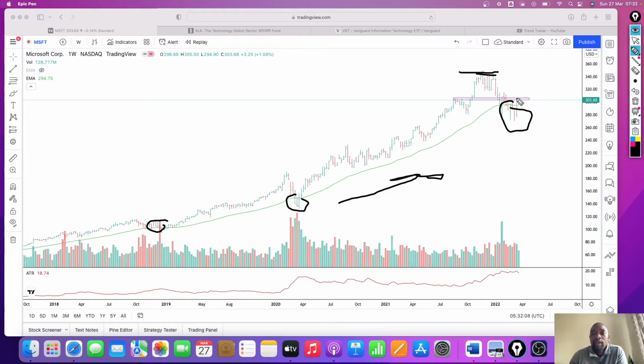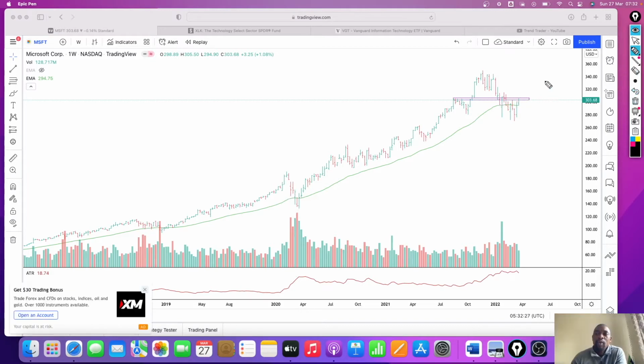So we bought Microsoft somewhere around, let me see what the price was. I think it was somewhere around 300 US dollars per share, and at this moment we're just waiting for Microsoft to start trading above this level, which is about 304 US dollars. Then we're going to add into our position.